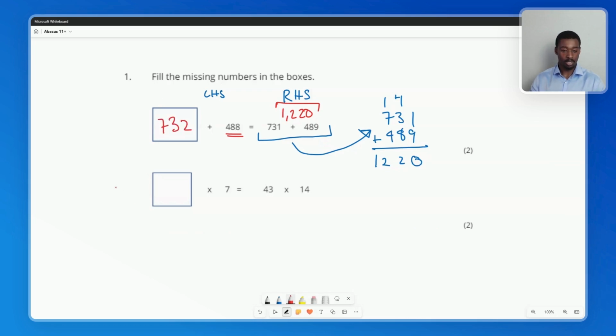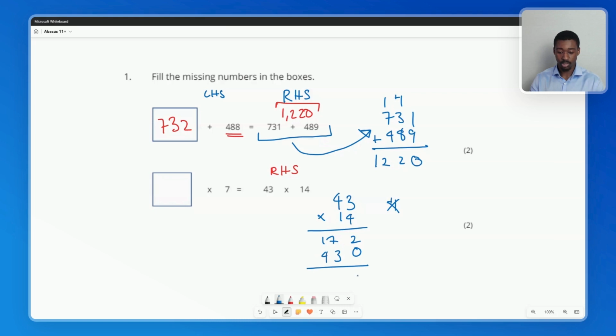Now, for this next part, at the bottom, we have something times 7 equals 43 times 14. So let's again start by working out this right-hand side of the equation where we have all the values. So 43 times 14. Again, we can simply work this out using our column method. So we have 3 times 4, 4 times 3, 12. 2, carry the 1. 4 times 4, 16. Add the 1 is 17. Placeholder here. We don't start in this column. We start in the next column. So now we have 1 times 3, 3 times 1, which is 3. 4 times 1, which is 4.